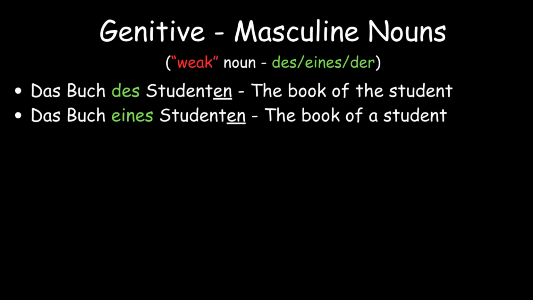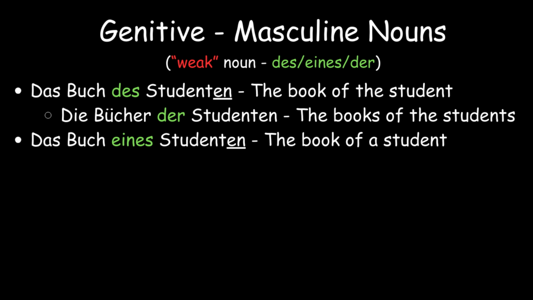Here, we have a weak masculine noun. Das Buch des Studenten. Das Buch eines Studenten. To pluralize it, change the articles and nouns accordingly. Die Bücher der Studenten. The first part is nominative, and the second is genitive, because of the articles and noun endings. Since Student is a weak masculine noun, it ends in n when singular, regardless of how long it is. This is how genitive masculine nouns work.